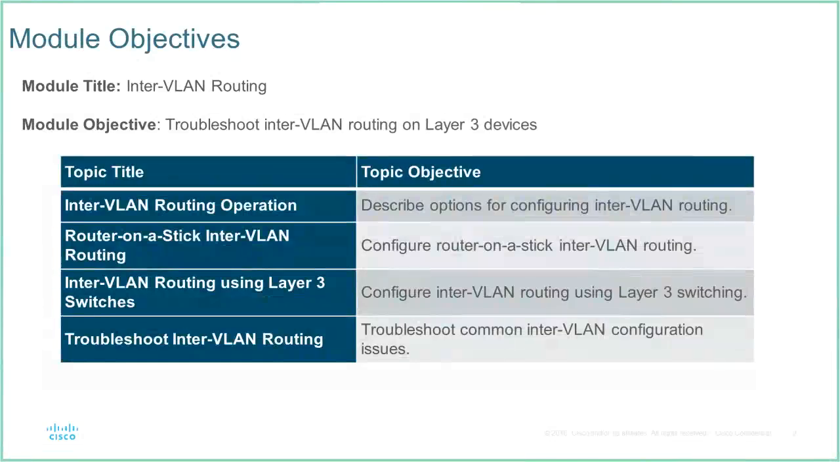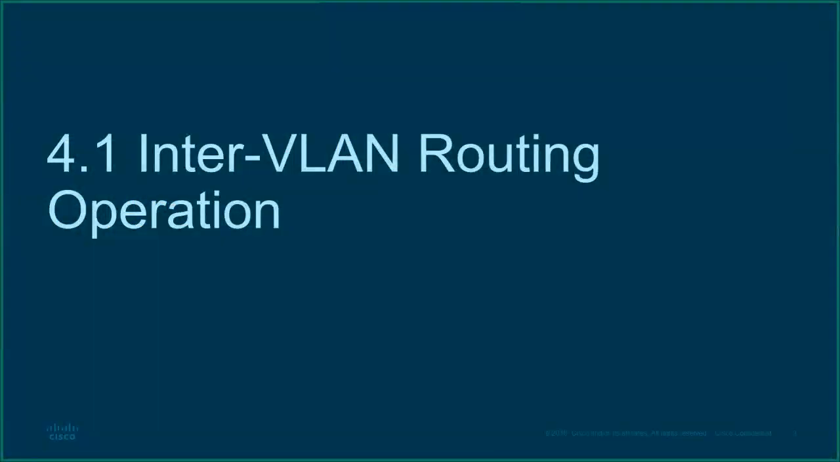So we'll be having a look at the operations of Inter-VLAN routing, how it's configured, how we can use a router or a multi-layer switch to enable this to occur, and we'll do some basic troubleshooting of the configuration. So let's get stuck into the operation.